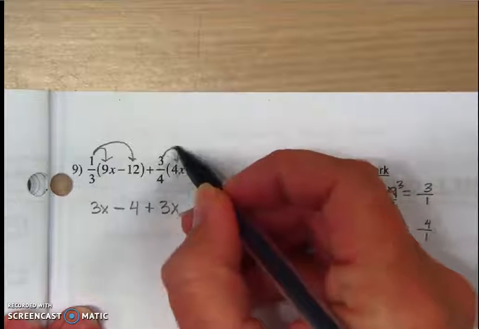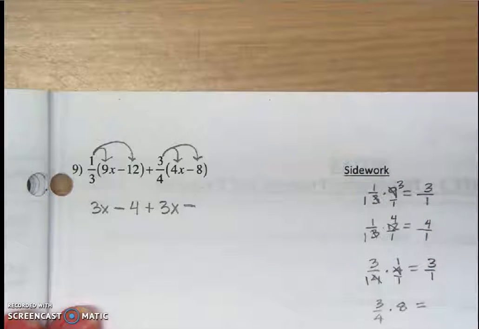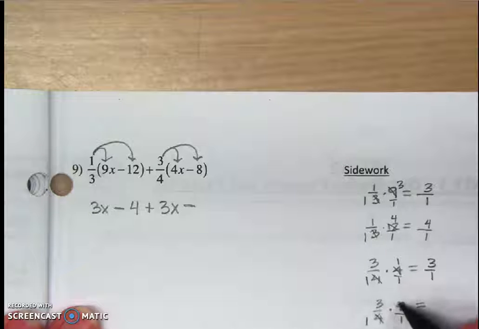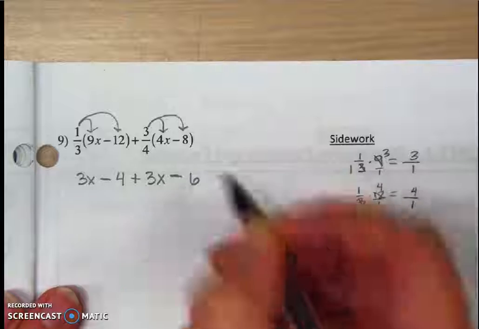Last one, 3/4 times a negative 8 means I'm going to have a negative symbol there. And 3/4 times 8 means 4 goes into 4 once, 4 goes into 8 twice, and 3 times 2 is going to be 6/1. So right here I will just write the 6.